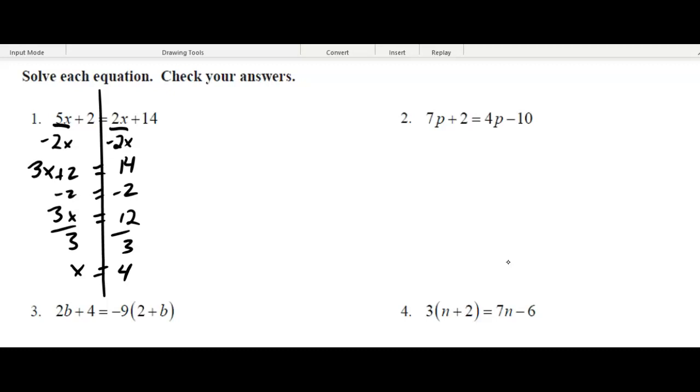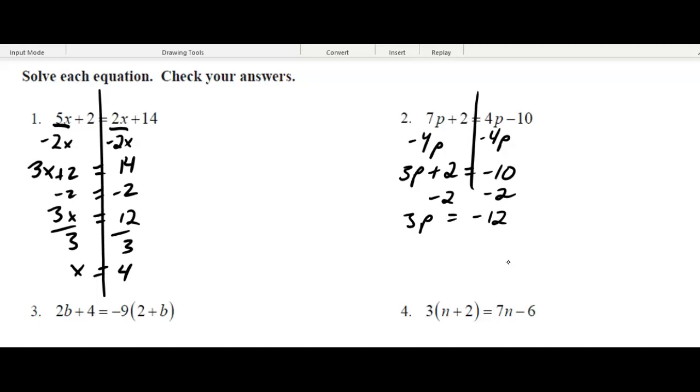Then over here in number 2, same thing. I'm going to subtract the smaller one, keep things positive when I can. I tend to mess up negative signs frequently. So 7 of something minus 4 of something leaves me with 3p plus 2 equals negative 10. Subtract my 2 from both sides. 3p equals negative 12. And then I divide by 3 and get my answer, p equals negative 4.